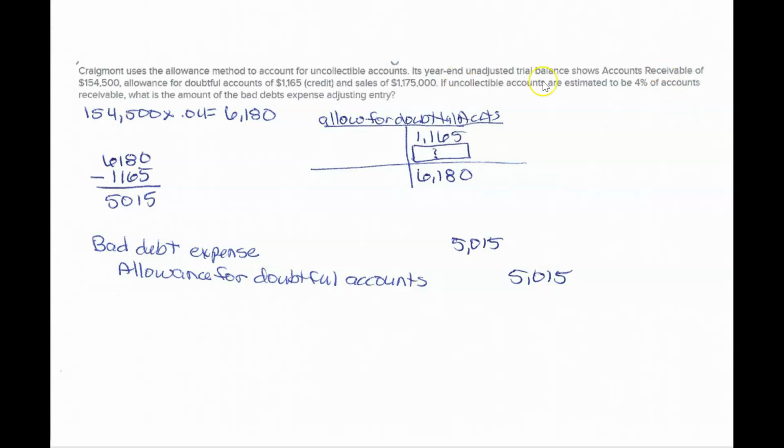Accounts receivable balance is $154,500. Take 4% of that. That's $6,180. That is the amount that we want in the allowance account. It is currently $1,165. We want it to show $6,180 to account for 4% of this period's accounts receivable. Take what you want it to be and subtract what it currently is, and that tells you the amount of the journal entry, and that's $5,015. Debit bad debt expense to recognize it, and then credit the allowance account, $5,015.